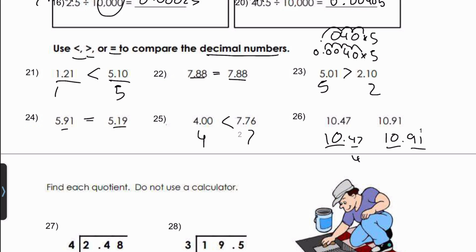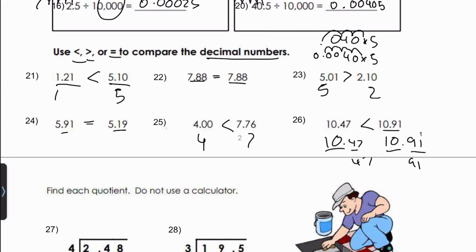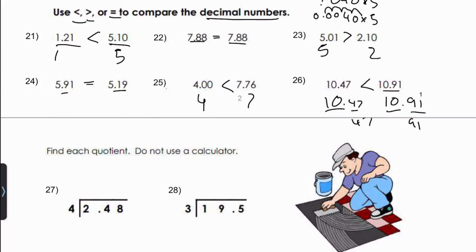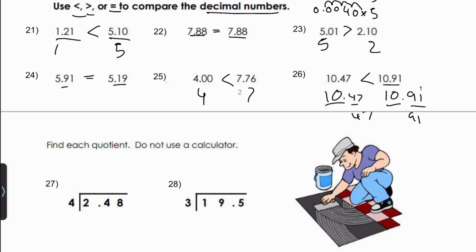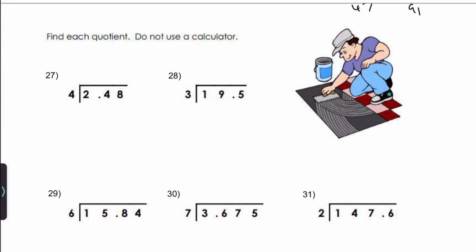Which number is bigger, 47 or 91? 91 is bigger, so we're going to eat this number. It's bigger. Again, I think you guys got this all right. If you didn't, bring it to a lesson and show me.